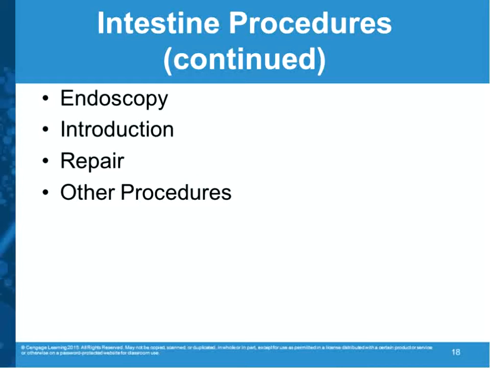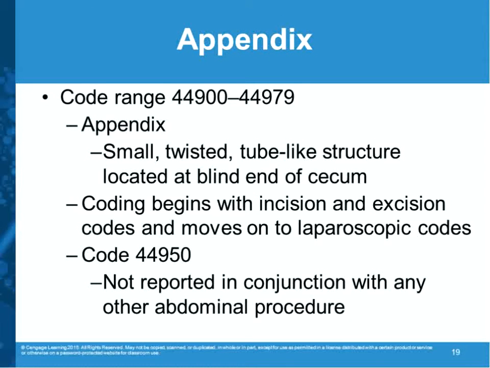You got a little small section here called your Meckel's diverticulum and the mesentery. You got an excision for your Meckel's diverticulum, and you got an excision of lesion for your mesentery. You got one suture code, that's your 44850 for your mesentery, and then you got an unlisted procedure code 44899, very small section there.